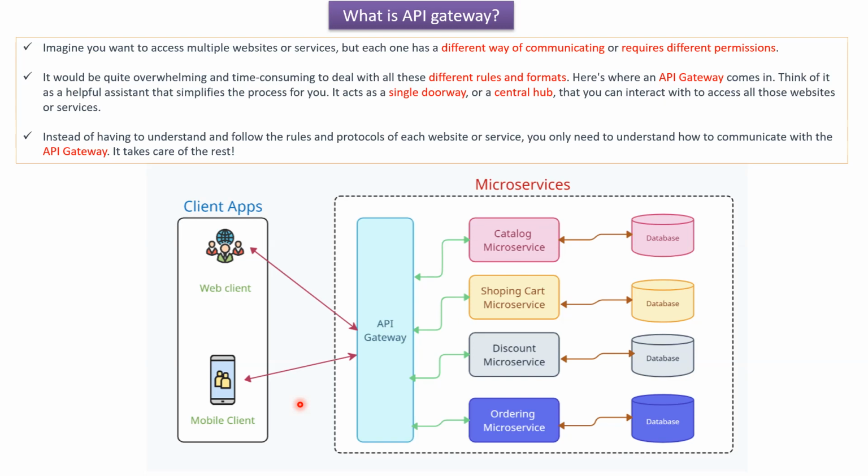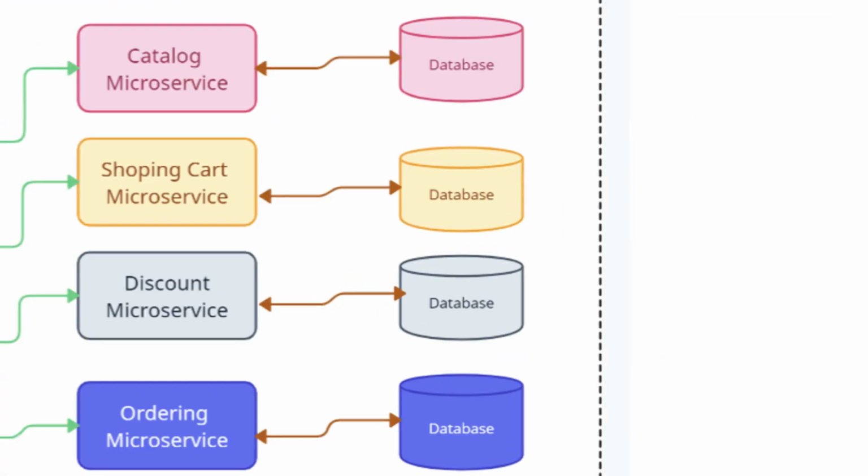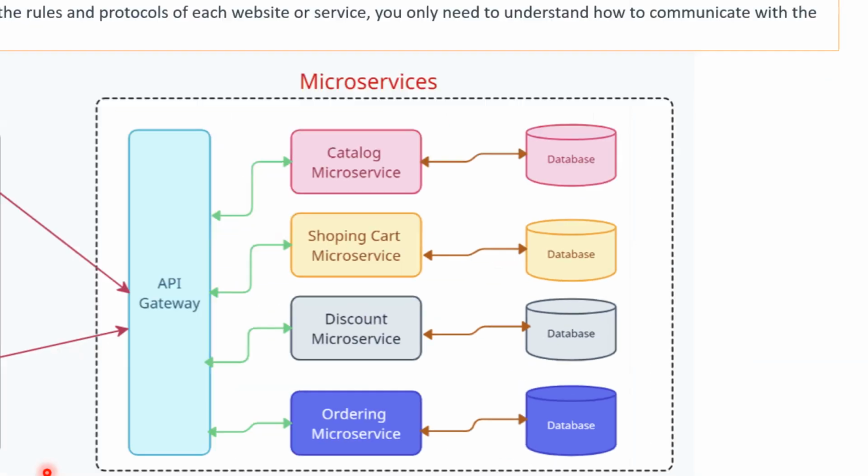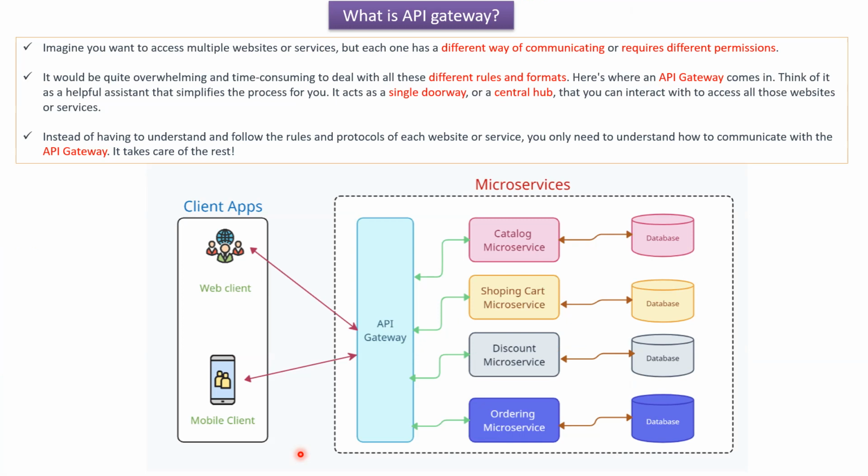In this video tutorial, I will explain what is an API gateway. Imagine you want to access multiple websites or services, but each service has a different way of communicating or requires different permissions. In that case, it would be quite overwhelming and time consuming to deal with all these different rules and formats. And here is where the API gateway comes in.